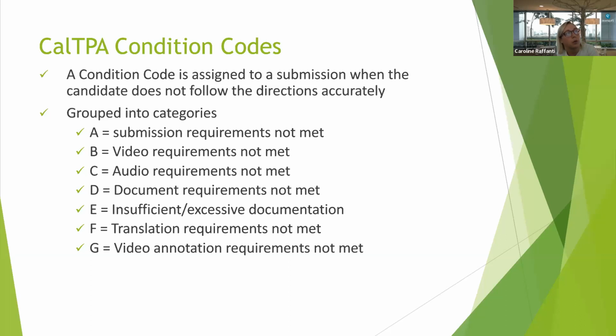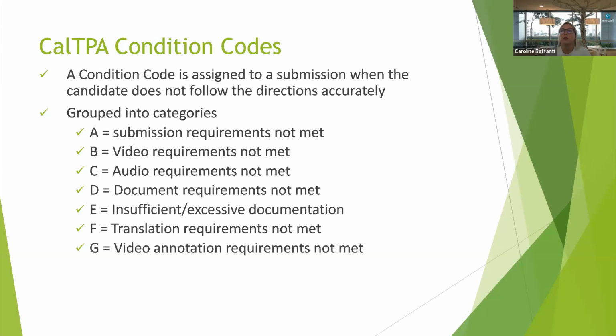Category D is document requirements are not met. E is insufficient or excessive documentation. F talks about translation requirements. And G is video annotation requirements are not met. I really quickly am going to put this into the chat where you can find these submission requirements and condition codes on the CTC website.